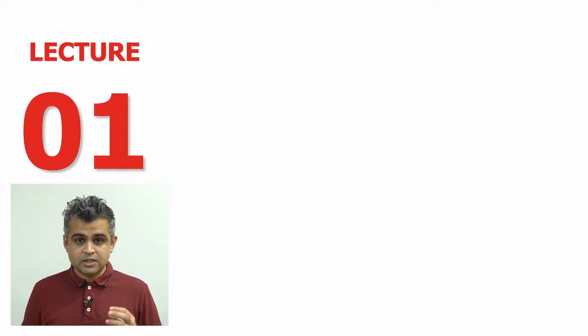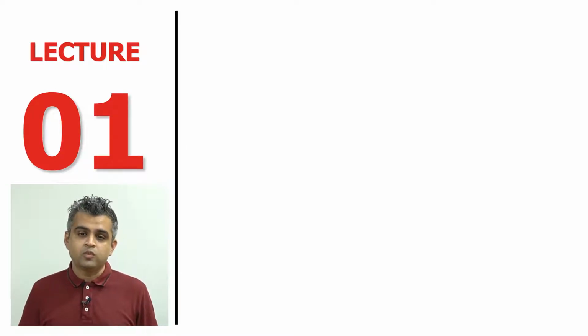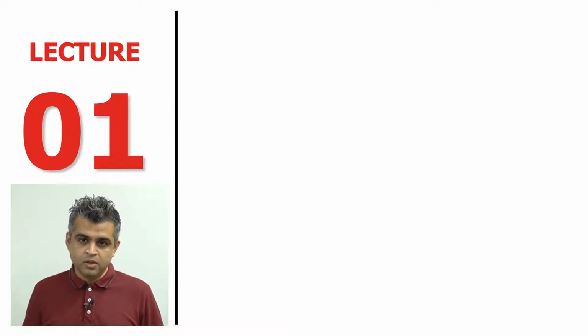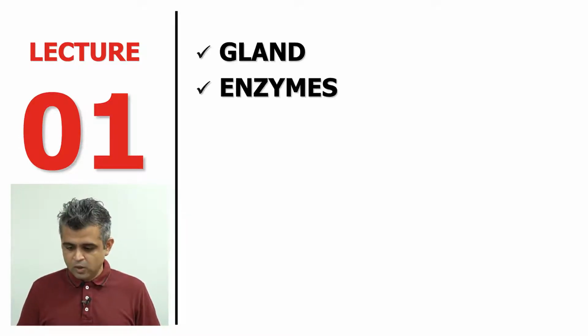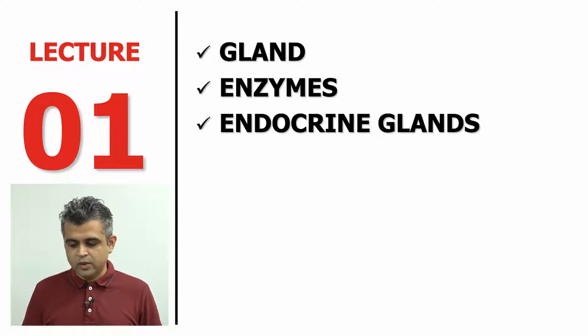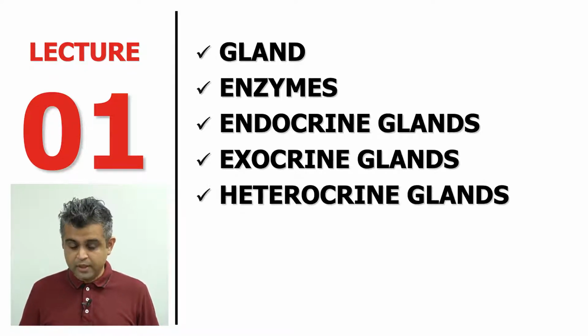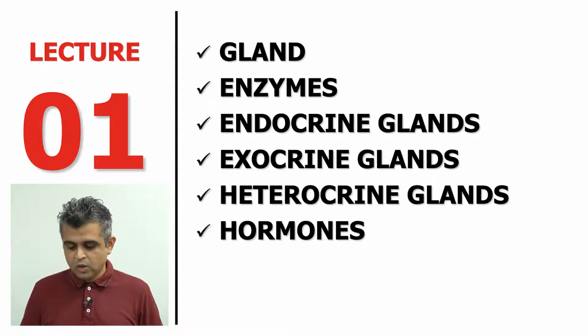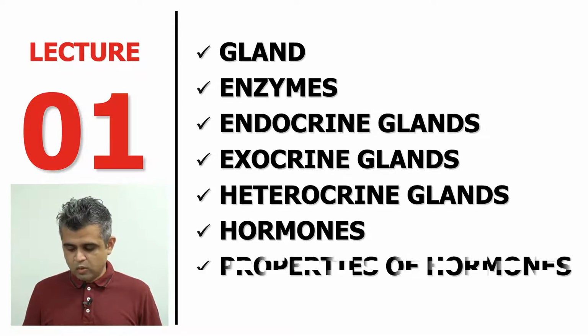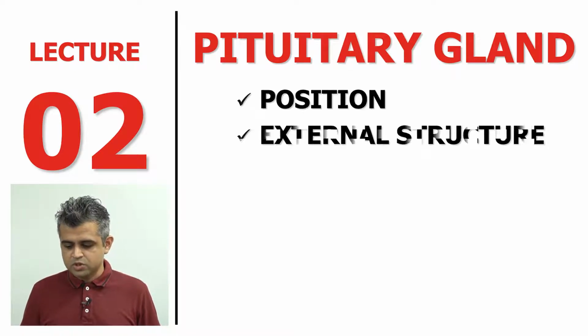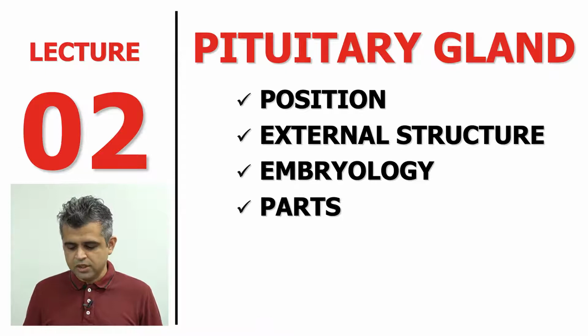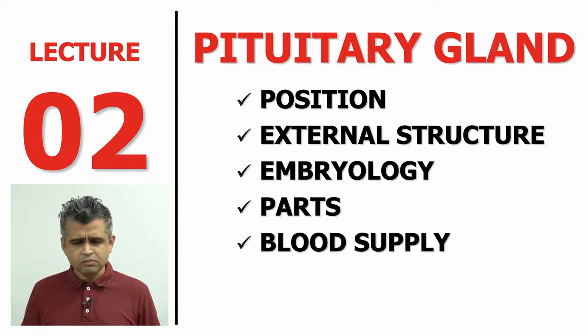As always, let's quickly have a recap of what we have done in the lectures before this. In lecture number 1, we started talking about what is a gland, what are enzymes, what are endocrine glands, what are exocrine glands, what are heterocrine glands like pancreas, what are hormones, and we saw what were the properties of hormones. In lecture number 2, we started talking about the pituitary gland, and we saw its position, its external structure, its embryology and its parts. Also, we discussed the blood supply of the pituitary.